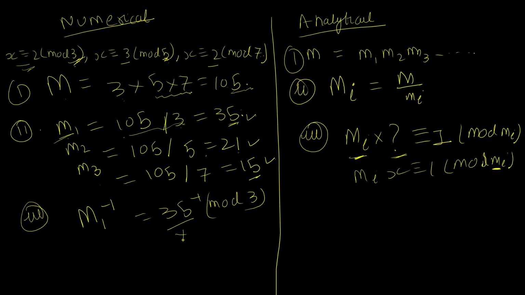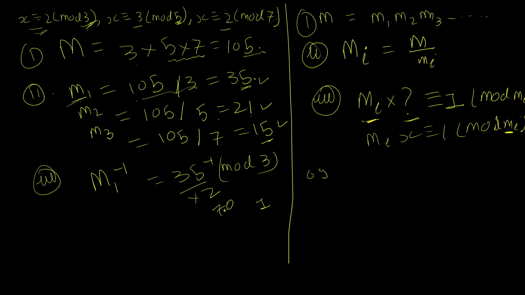But if I multiply this 35 by 2, I get a 70. And 3 goes up to 60 and 66 and 69, right? And that leaves a remainder of 1 whenever it is 70. And therefore 2 is the modulo multiplicative inverse of 35. Okay, let me erase all the rough sketches. And we know that this is equal to 2.